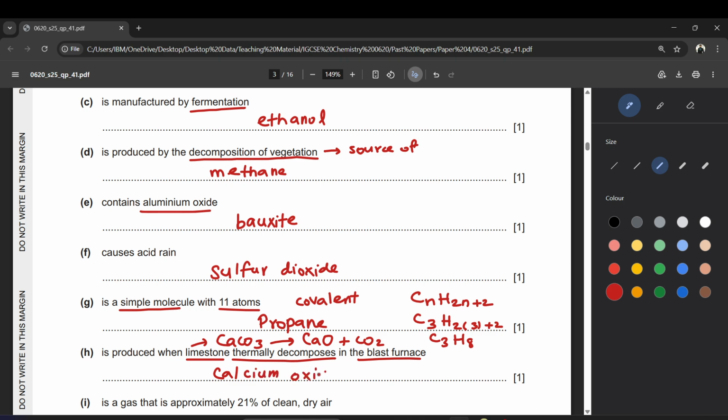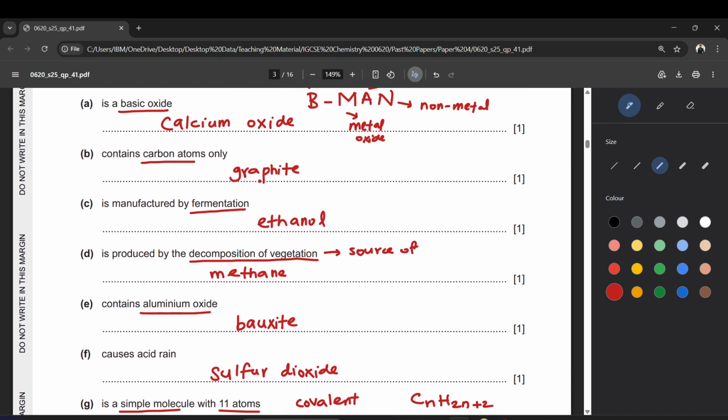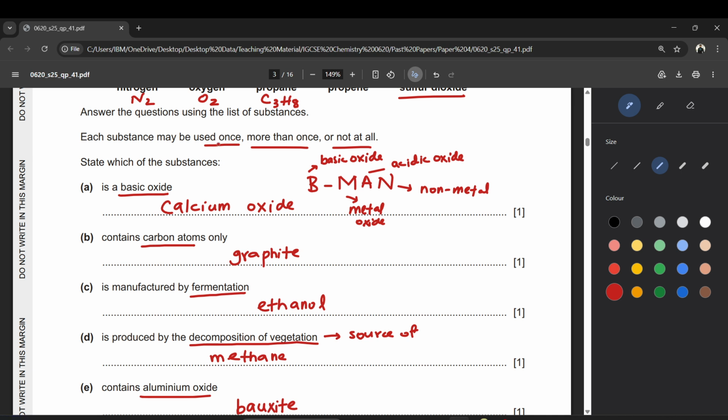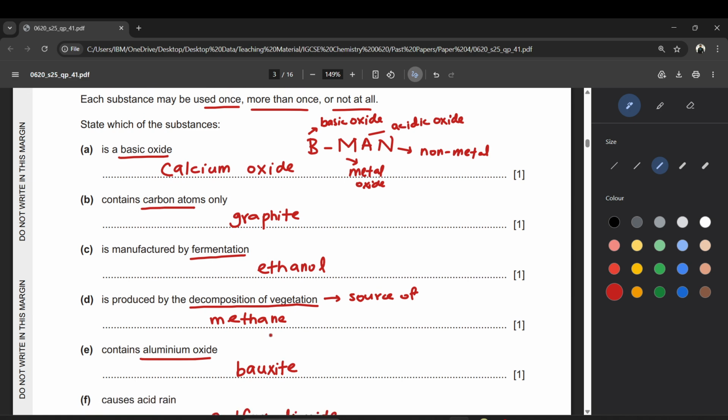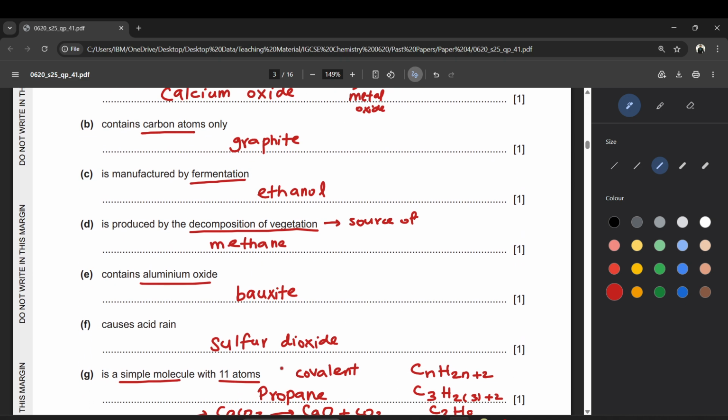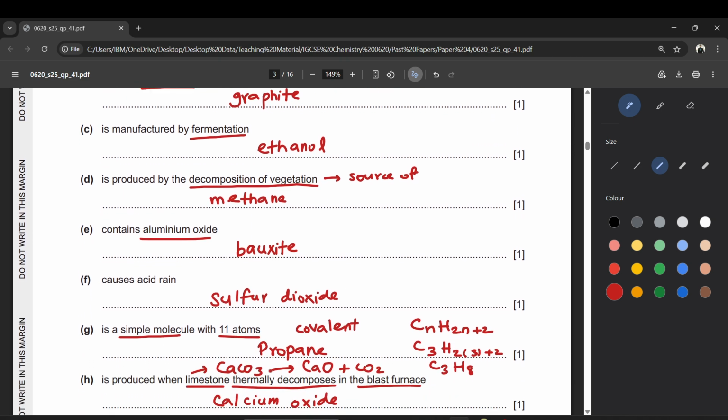Now remember, at the beginning of the question, they told you that each option can be used once, more than once, or not at all. So calcium oxide comes twice in the answer, right? So therefore, that's not a problem because they've already told you that.